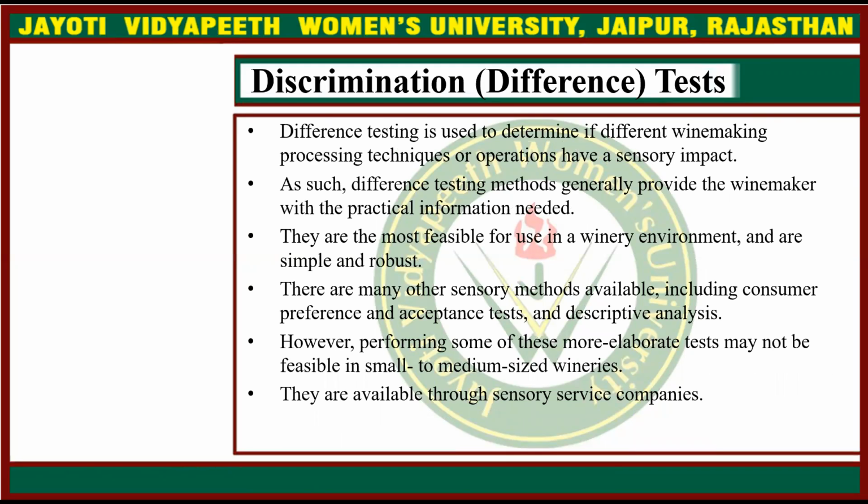Difference testing is used to determine if different winemaking processing techniques or operations have a sensory impact. As such, difference testing methods generally provide the winemaker with the practical information needed. They are the most feasible for use in a winery environment and are simple and robust. There are many other sensory methods available, including consumer preference and acceptance tests and descriptive analysis. However, performing some of these more elaborate tests may not be feasible in small to medium-sized wineries. They are available through sensory service companies.